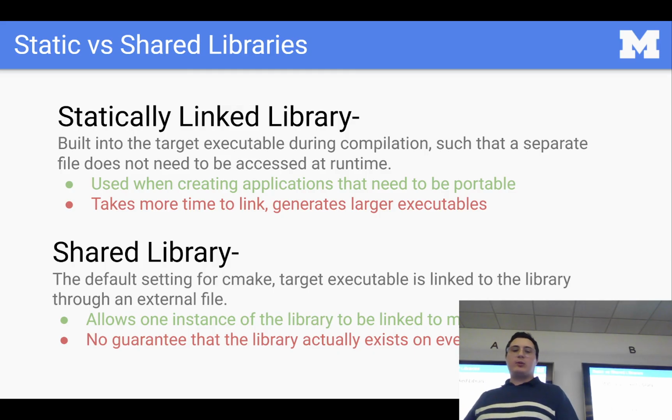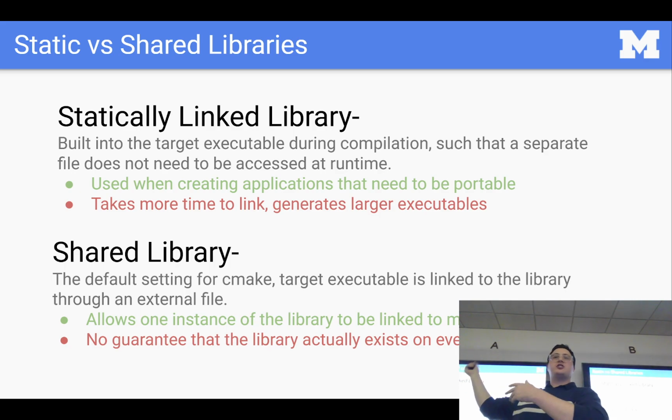In contrast, a shared library, this is kind of the default setting for CMake. Target executables are linked through an external file. Linked is not really an operative word, because they are never technically linked. The executable is just shown where the shared library is on your system, and it'll go there. What this means is that you can make your executable, ship it off to somebody else's computer, and they can try to run it, and it'll fail because that library doesn't exist on their computer.